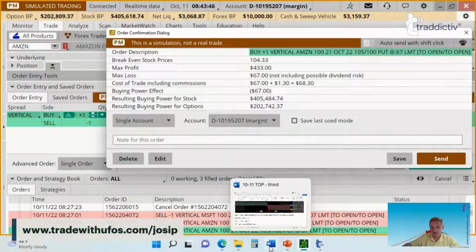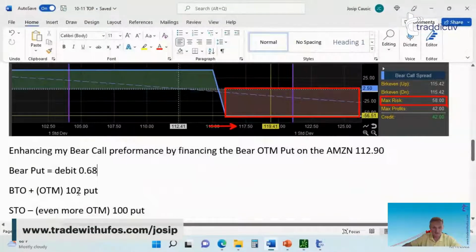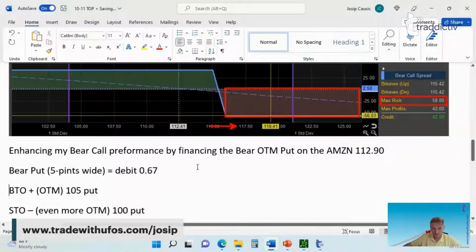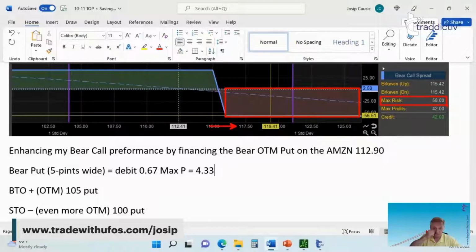So what I'm planning here, ladies and gentlemen, is very simple. I'm planning a $5 bear put spread, 5 points wide. We got filled at 67 cents with the maximum profit. And how do we calculate the maximum profit? Well, you take that 5, you subtract the 67, and you get the 433. This for me is a good trade.